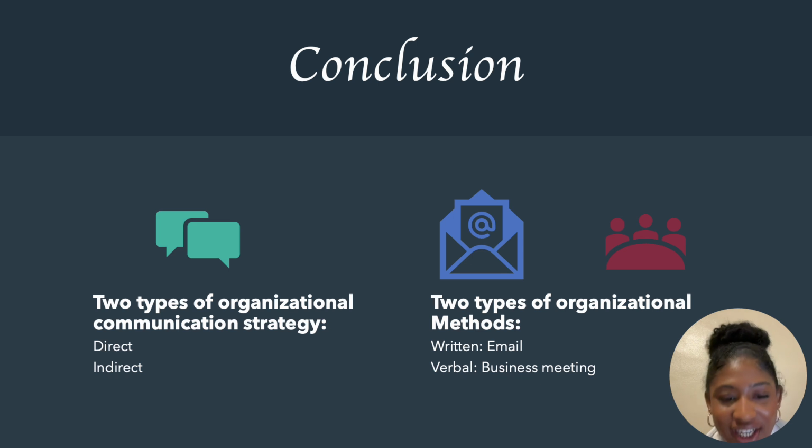To conclude, as we discussed today, our two main types of organizational communication strategies are direct and indirect communication. The two methods that we would commonly use are either written, which is email, or verbal, which is a business meeting.